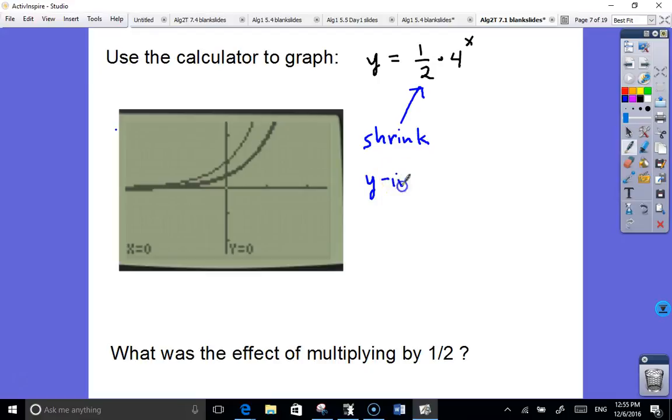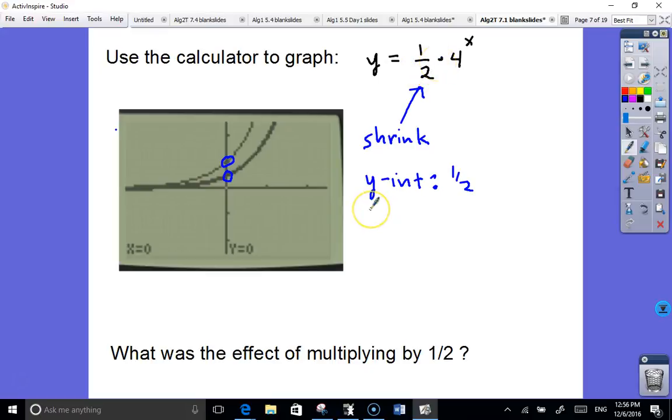Definitely the y-intercept, instead of being 1, see here it was on the original function, it was 1, and now it looks like it's at 1/2. If you plug in x equals 0 for the y-intercept, you get 4 to the 0, which is 1. 1 times 1/2 is 1/2. So that makes sense. So the y-intercept will always be that first number. If you're multiplying, that's going to be the y-intercept.